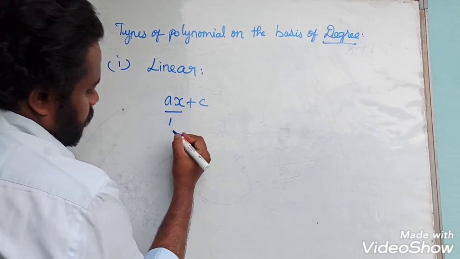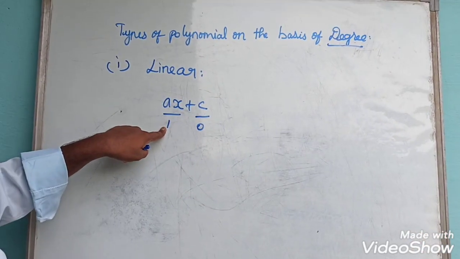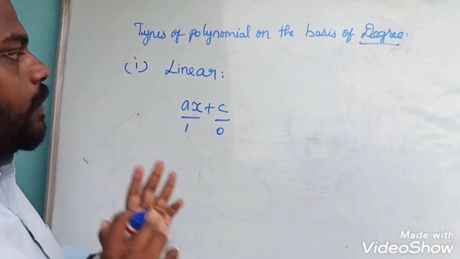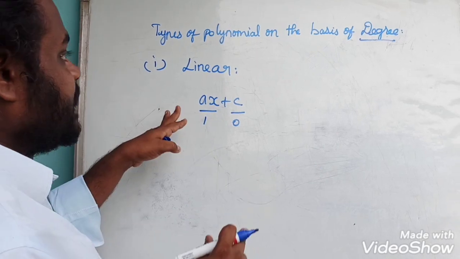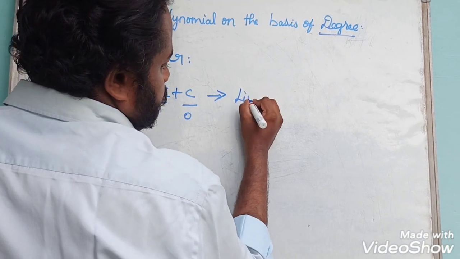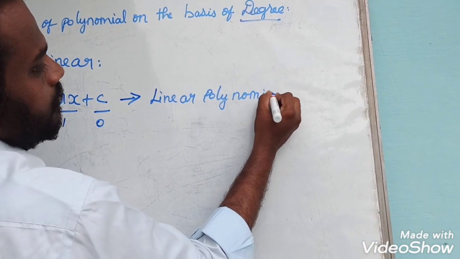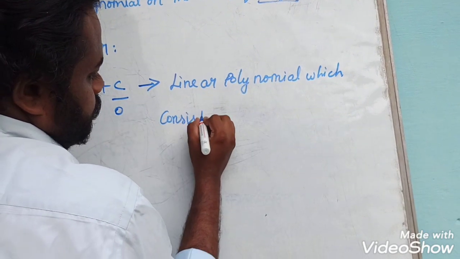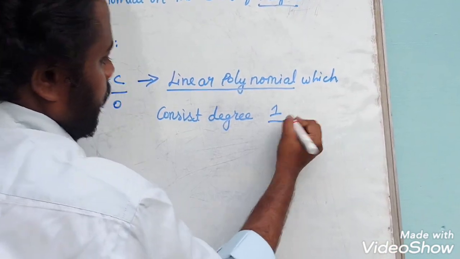Here the power is 1. Here it is 0 because c is the constant. So which is the highest power? 1. The highest power is 1. So we find the degree of the given expression is 1. So we conclude that an expression whose highest power is 1, we say it as a linear polynomial. Linear polynomial consists of degree 1.